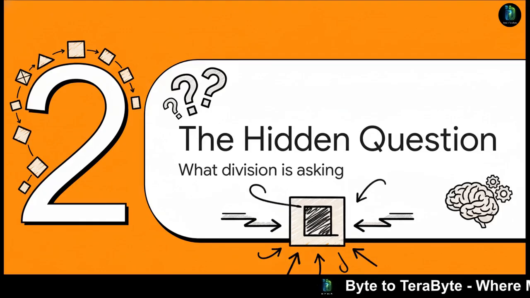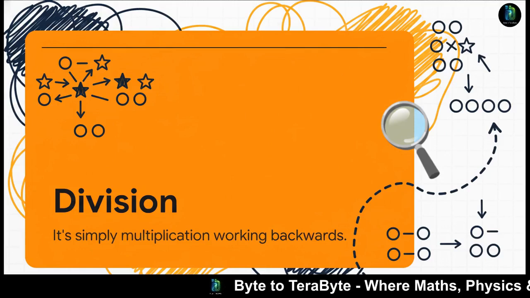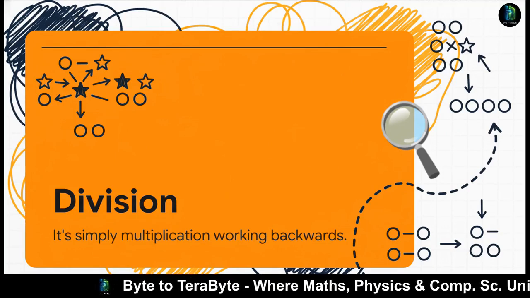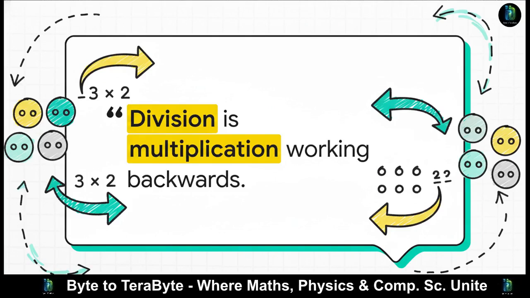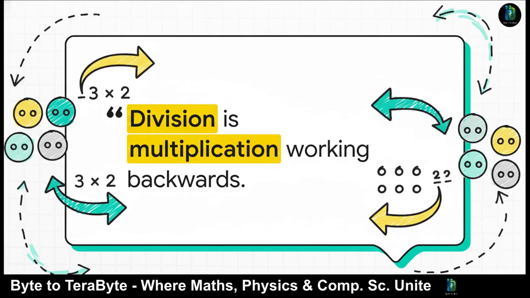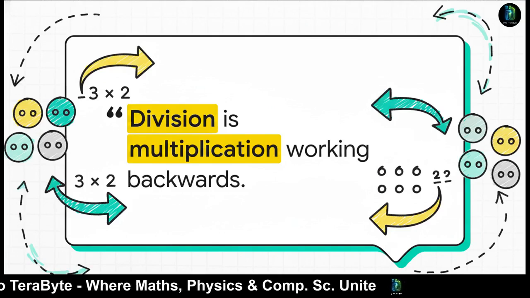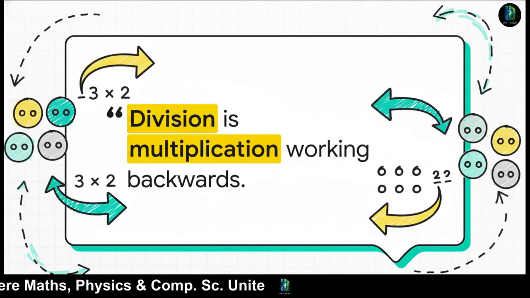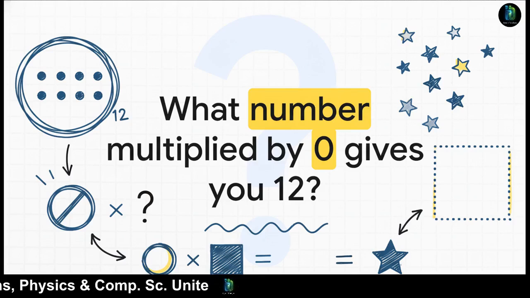So let's look at the hidden question that division is really asking. You see, we tend to think of division as its own operation, but it's not, really. It's just multiplication, but working in reverse. So with that in mind, when we write down 12 divided by 0, what we're actually asking, sort of secretly, is this: what number times 0 gives you 12? And this is exactly where we hit a brick wall.